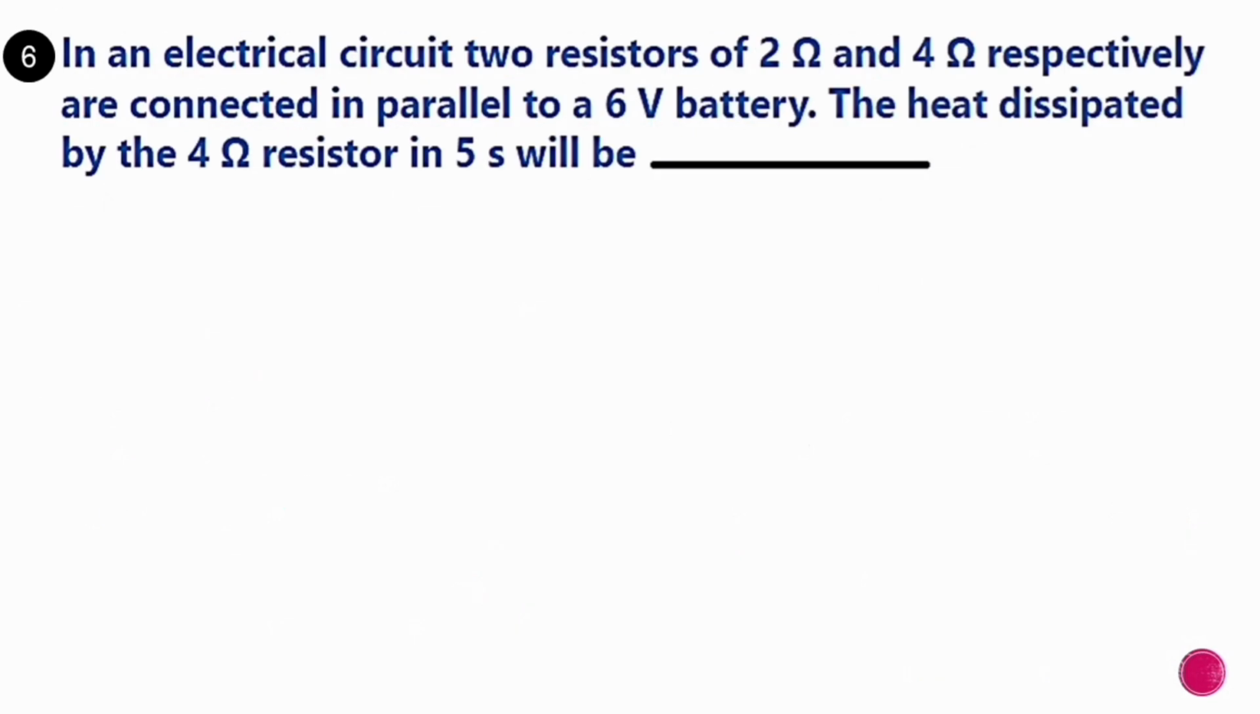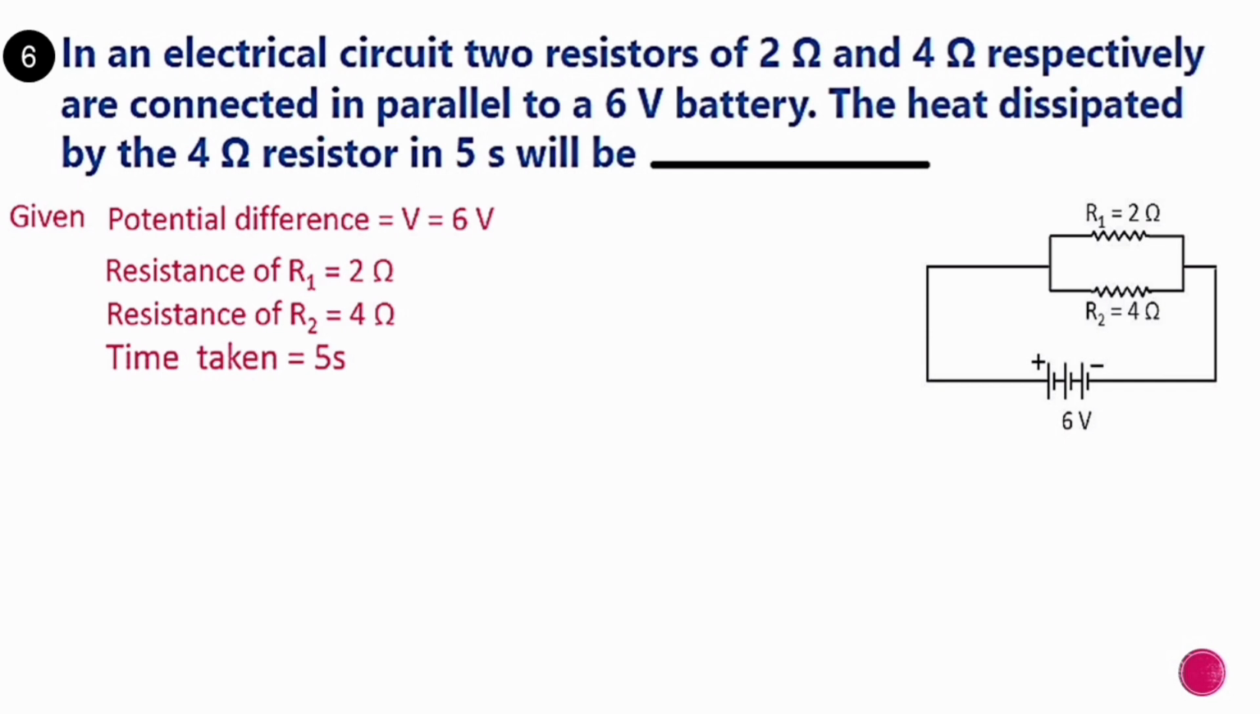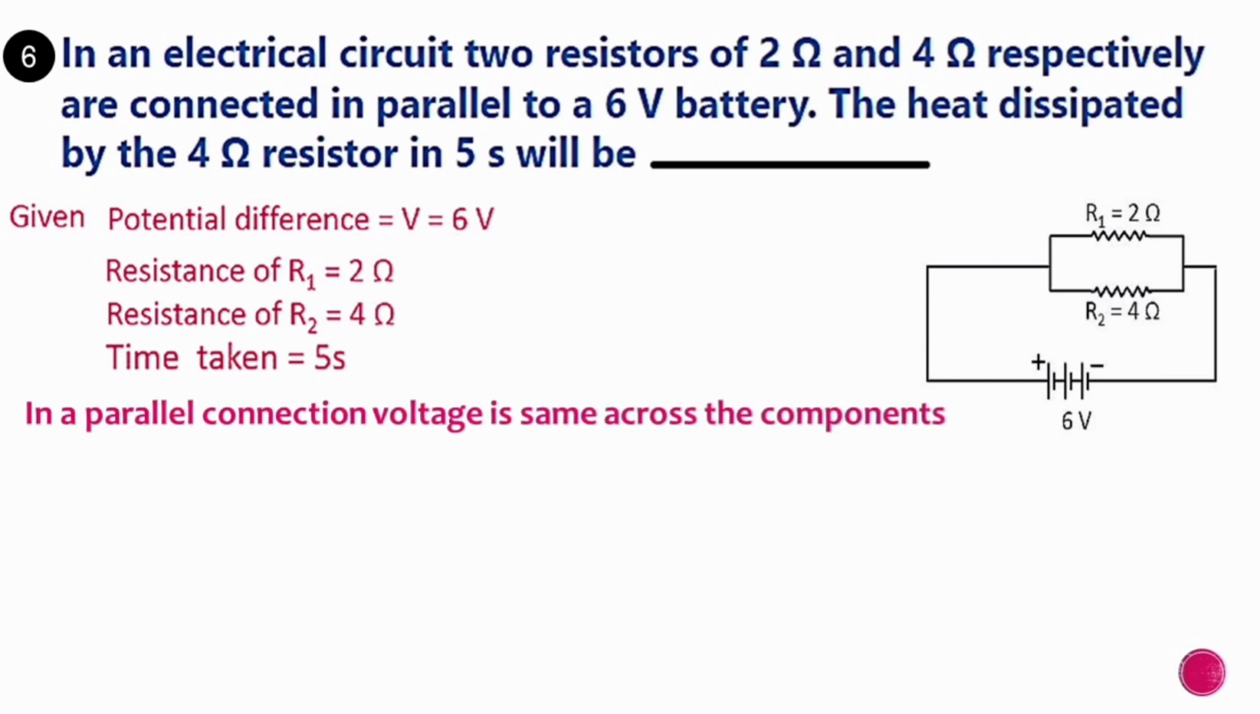Next question. In an electrical circuit, 2 resistors of 2 ohm and 4 ohm are connected in parallel to a 6 volt battery. Heat dissipated by the 4 ohm resistor in 5 seconds will be. First, let's draw the circuit. So it's given that these 2 resistors are connected parallelly to the source. So what's given here? R1 is 2 ohm, R2 is 4 ohm, time taken is 5 seconds, and potential difference V is 6 volt. We know that in a parallel connection, the voltage is same across each of the components.